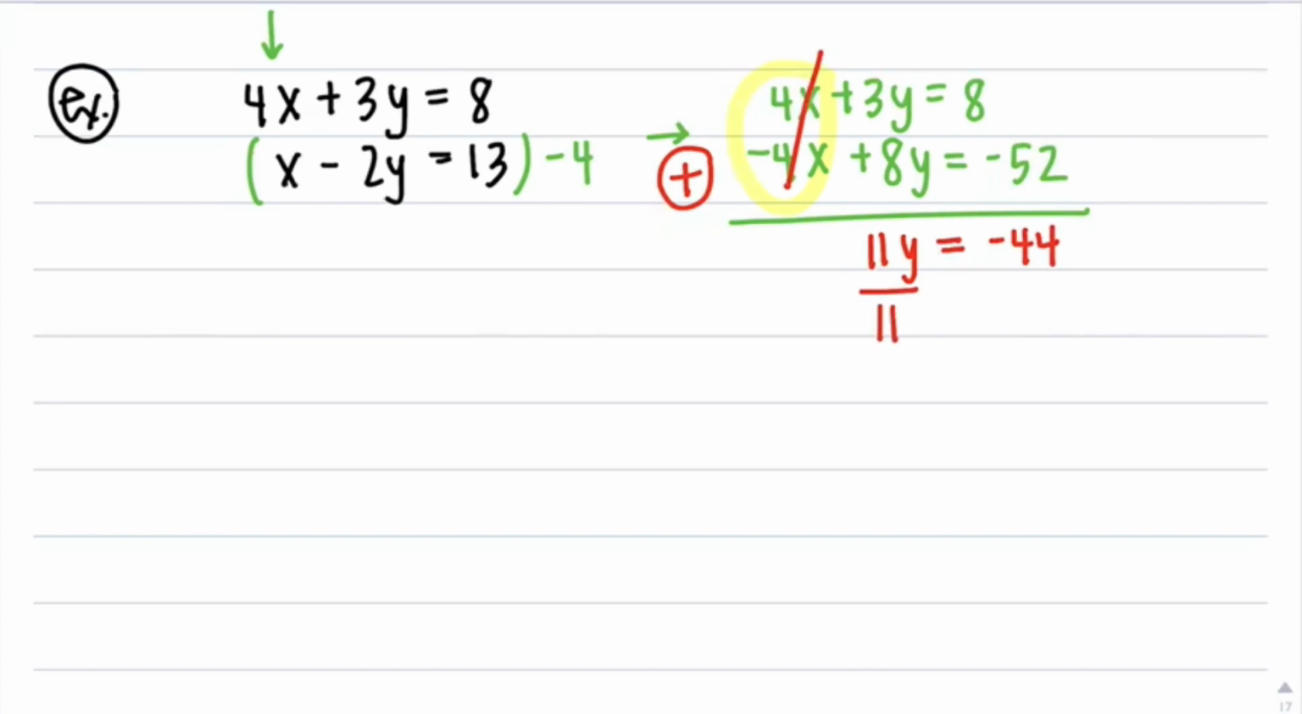All right, same thing, solve for y. So you're going to divide by 11 on both sides. So here y is equal to negative 4.